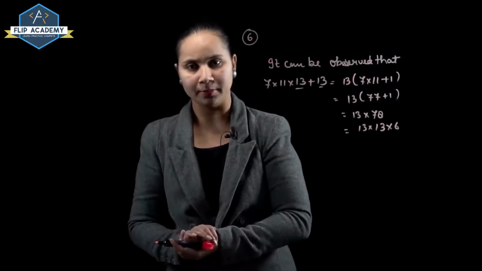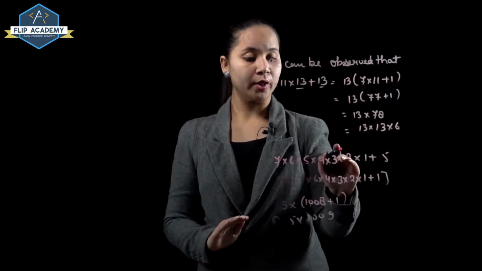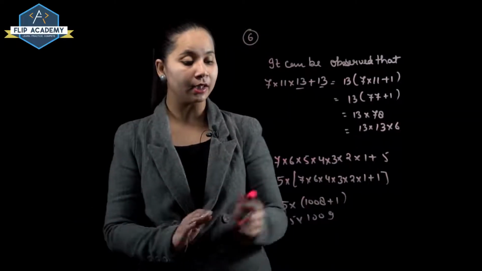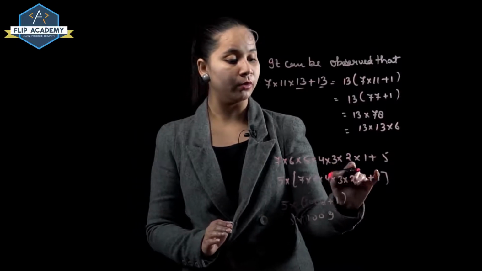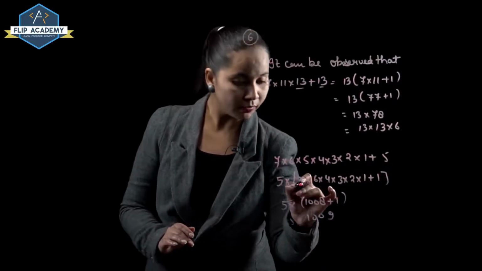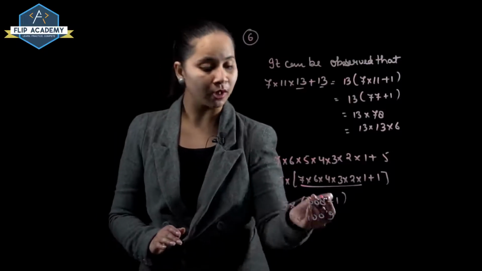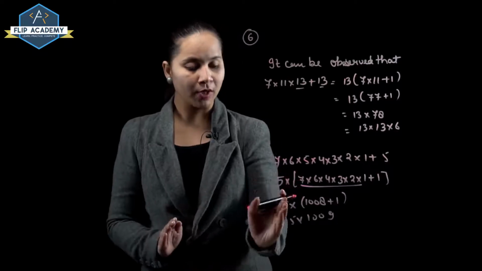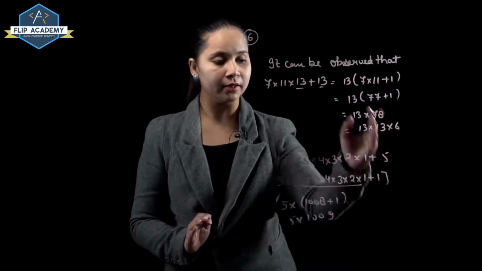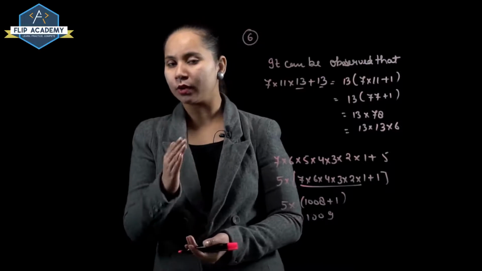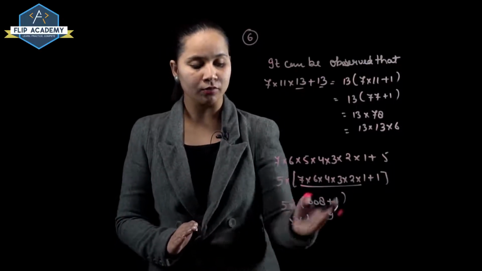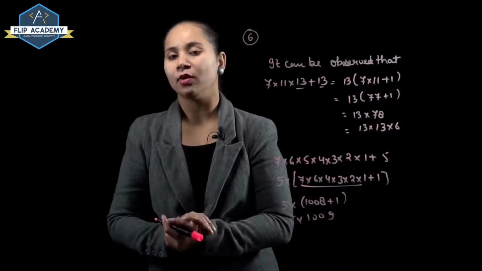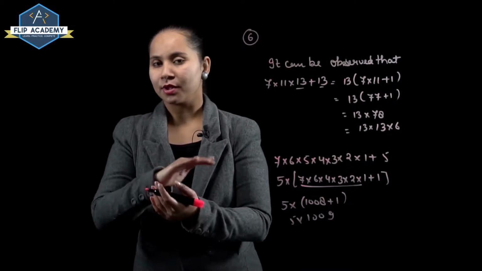So there are 2 factors, one of them 13, another is 6, and that is why this number is a composite number. Now 7 into 6 into 5 into 4 into 3 into 2 into 1 plus 5. From both terms we took 5 common. How much will it come? 7 into 6 into 4 into 3 into 2 into 1 plus 1. The multiplication of these values will be 1008. Adding 1 to 1008 gives 1009. So 5 into 1009, and that is why it is a composite number, because it has more than 2 factors, one of them 5, another 1009, and 1 is a factor of all numbers. This number is also a composite number. And 6th question is complete here.